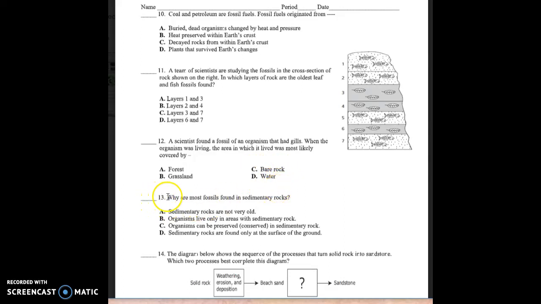Number 13. Why are most fossils found in sedimentary rocks? A. Sedimentary rocks are not very old. B. Organisms live only in areas with sedimentary rock. C. Organisms can be conserved in sedimentary rock. D. Sedimentary rocks are found only at the surface of the ground.